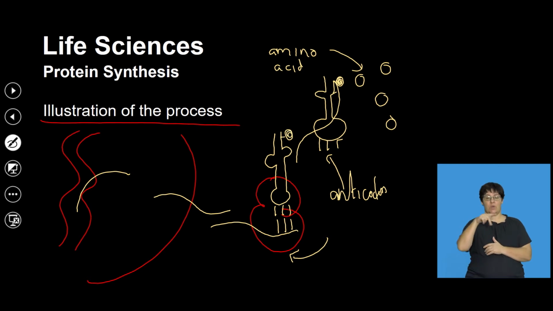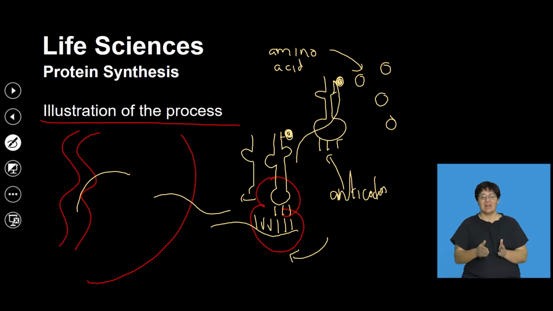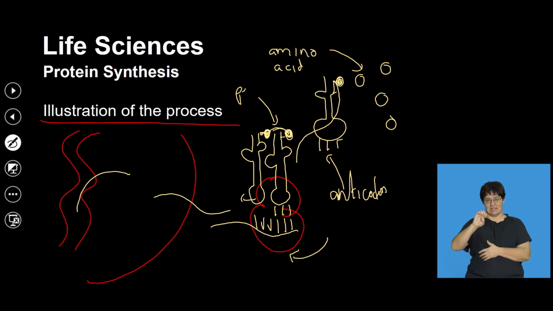That's the new amino acid that has come in. The ribosome continues to read the next codon. It brings in the next tRNA molecule with a unique amino acid. These amino acids are then connected together by the peptide bond.